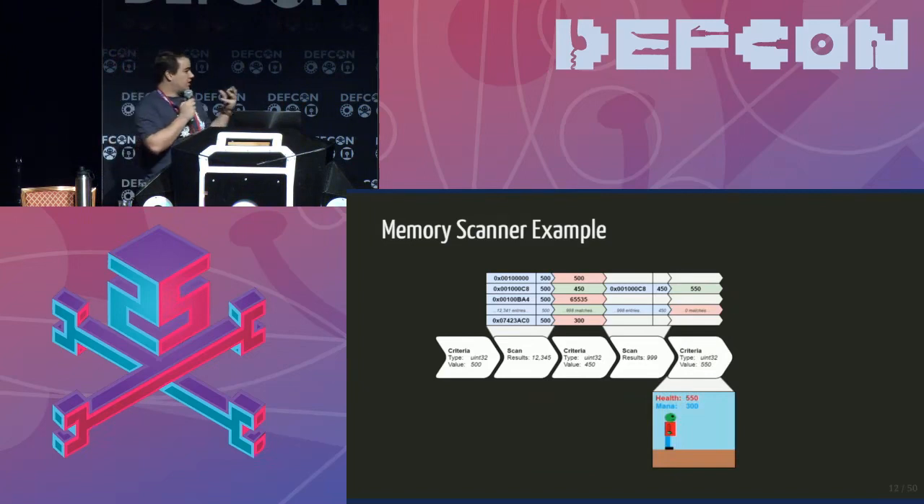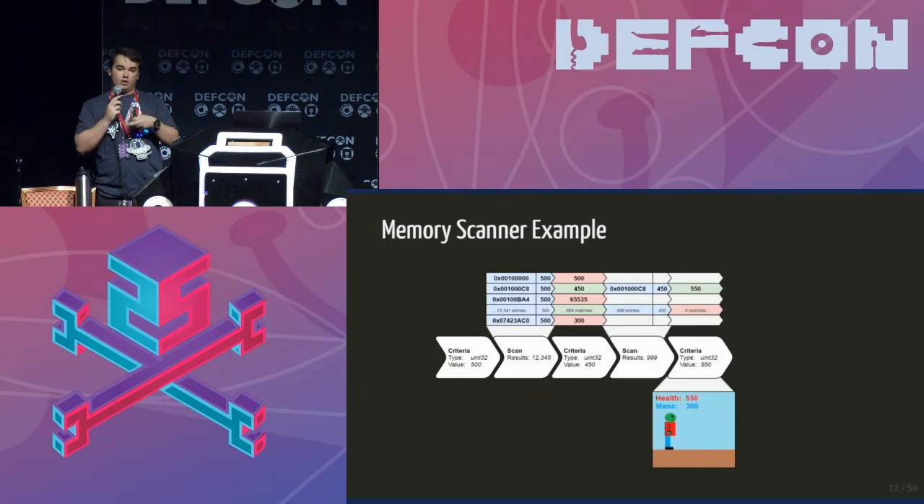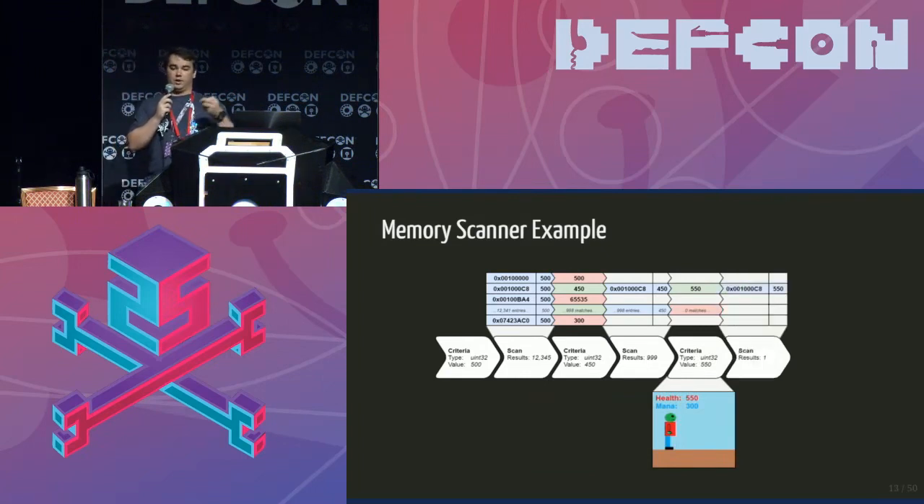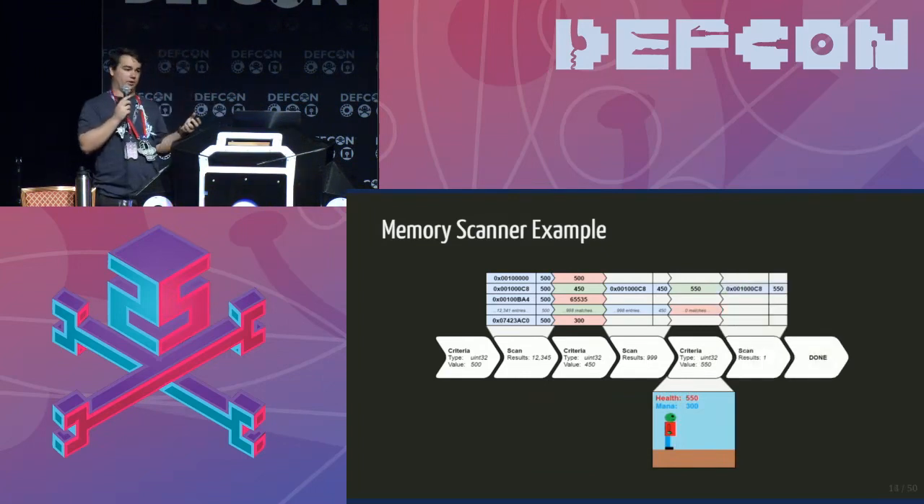So we'll set up our criteria again to where we heal in the game. And now we have 550 health. So we'll set that criteria, scan, boom, we have our final value, our health, we're done. So in practice, that's how a memory scanner works.